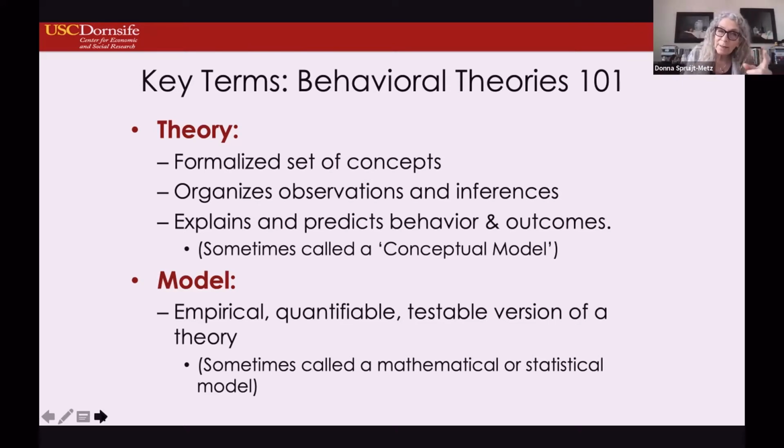So a theory is a formalized set of concepts. It organizes observations and inferences, and most importantly, your head and your team's head, and is supposed to explain and predict behavior and outcomes. I emphasize supposed to. This is a conceptual model. Often our conceptual models are so big that we can't test them. Now, an empirical model, this one down here, is a quantifiable, testable version of a theory.